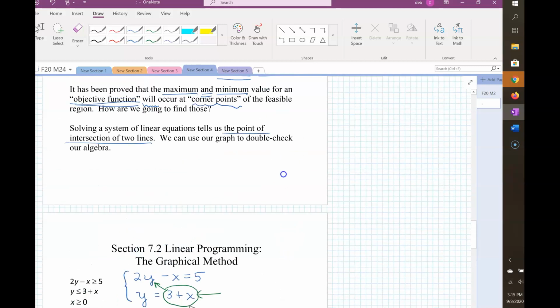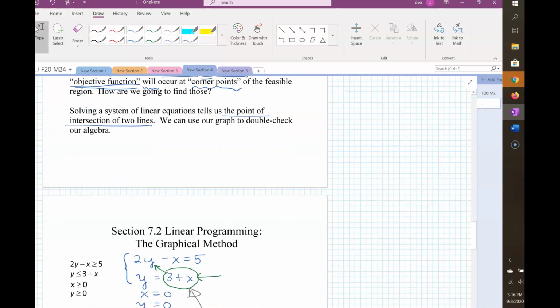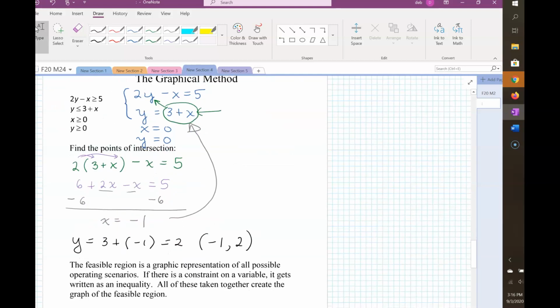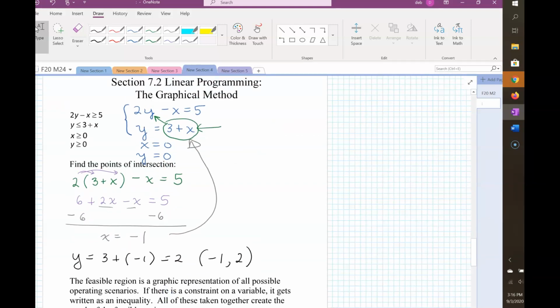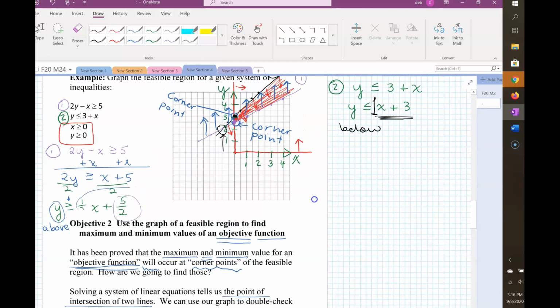So let's go back and look at our picture and see if that seems reasonable. Negative 1, comma 2 is where we'd expect to see those lines intersecting. Sure enough, visually we can see that, but you have to use algebra. The instructions will always say to use algebra. Okay, so that's the point of intersection of those two lines with the slants.